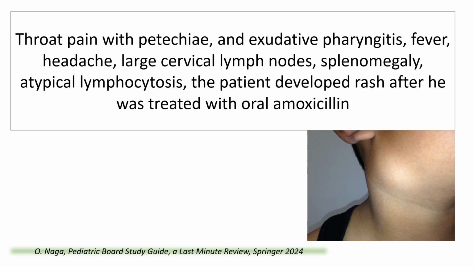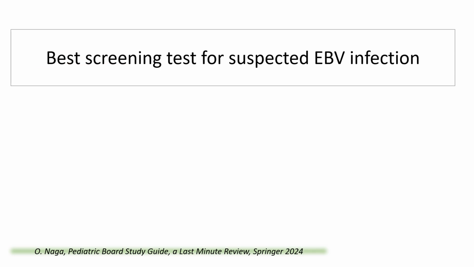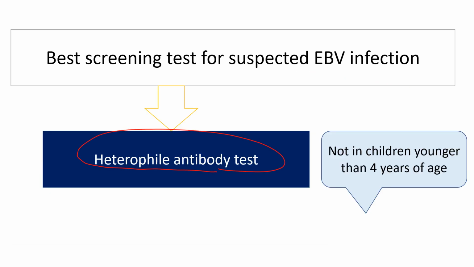Throat pain with petechiae and exudative pharyngitis, fever, headache, large cervical lymph nodes, splenomegaly, atypical lymphocytosis. The patient developed a rash after being treated with oral amoxicillin. What is the most likely cause? EBV, infectious mononucleosis. Best screening for suspected EBV infection: heterophile antibody test. This test is not reliable in children younger than 4 years of age. Instead, order IgM EBV antibodies or quantitative EBV PCR in children younger than 4 years of age.